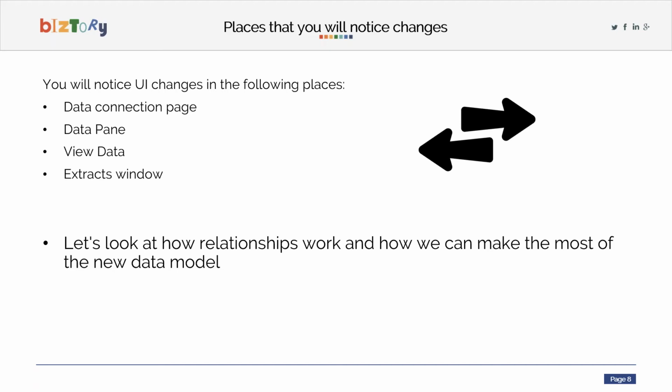Your view data is also changed. So when you would right click on a mark and view data in the table format, that used to have two tabs. You used to have summary data and full data. That has changed. Now you still get your summary data, but you are then able to see data from each logical table separately. And I'll give you an example of that a bit later.